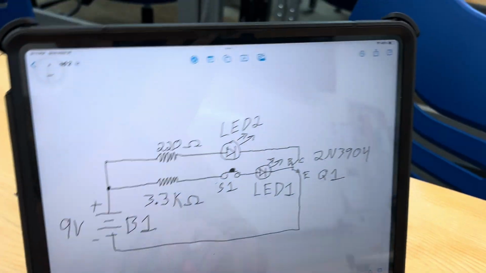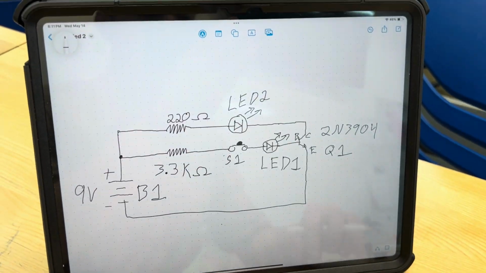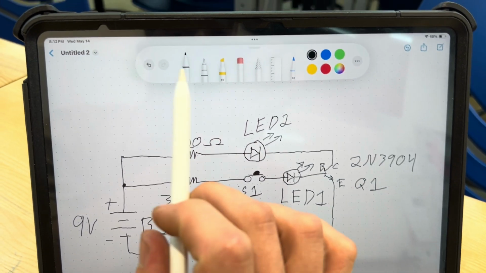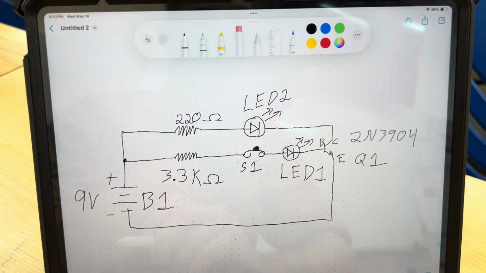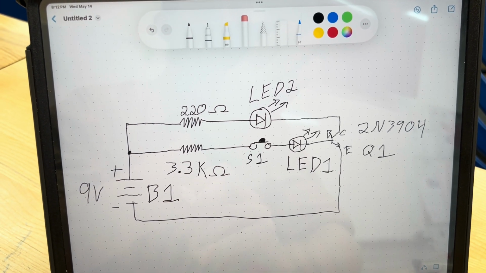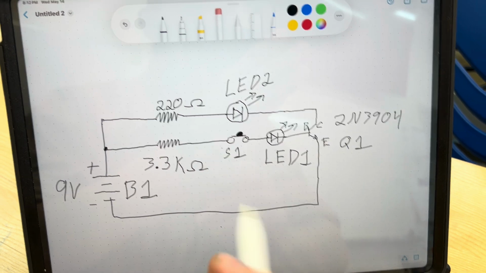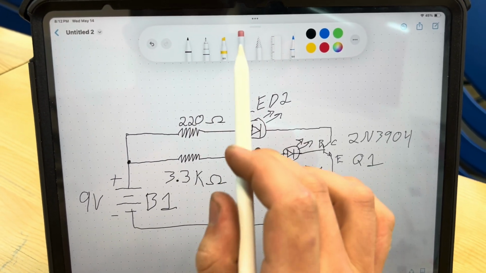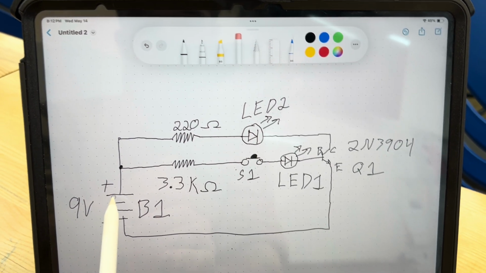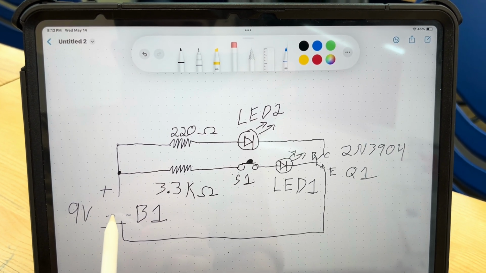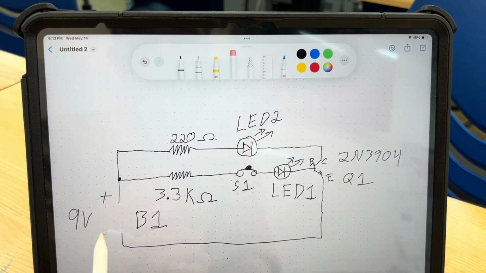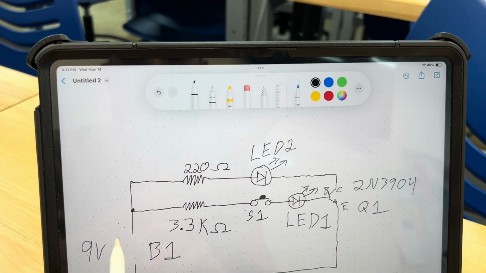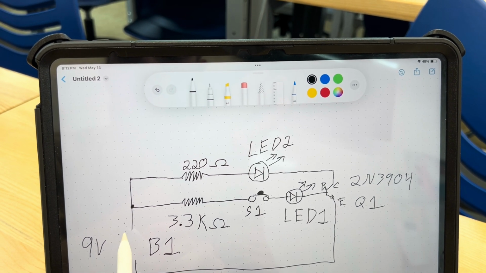So let's jump over here. This is the original one for the NPN. And we need to change a couple of things. For one, the battery. Let's change the battery first. So changing the battery, we flip that battery around. And we make this the negative side.